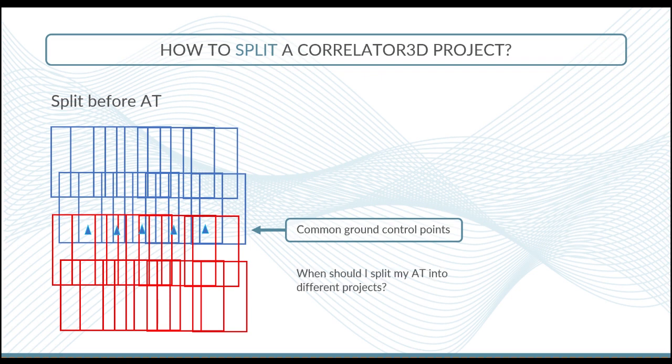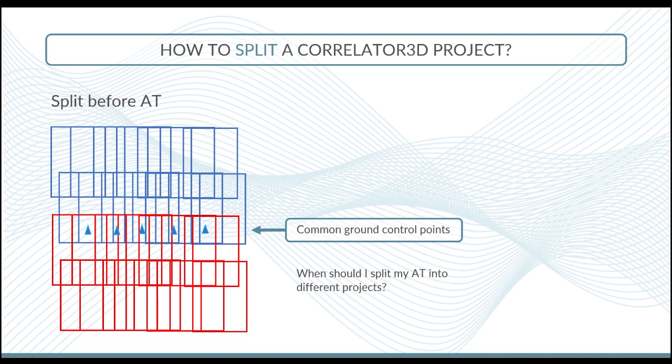So in what situations should you split the aerial triangulation into different projects? To be honest, in Correlator3D, try most of the time to do the aerial triangulation in one block. The software is quite powerful to adjust a very big project, to do the aerial triangulation on thousands of images without any problem. So I would recommend that if you have a very consistent, continuous block, even if it's very big, try to do the aerial triangulation in one single block.